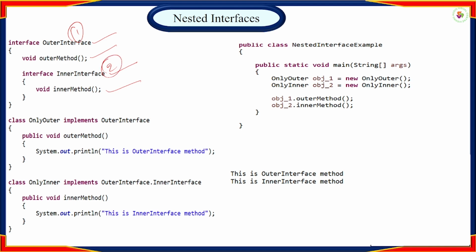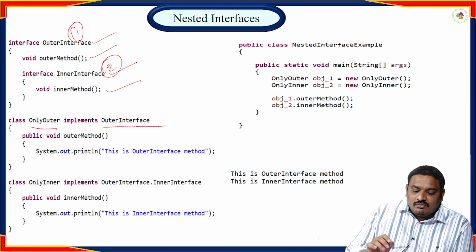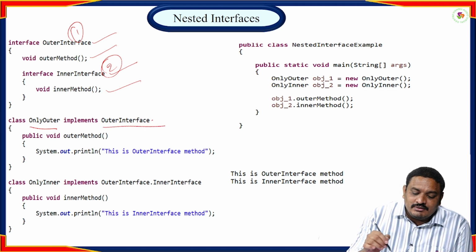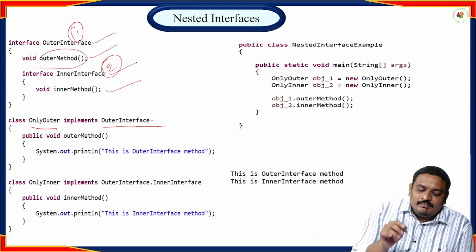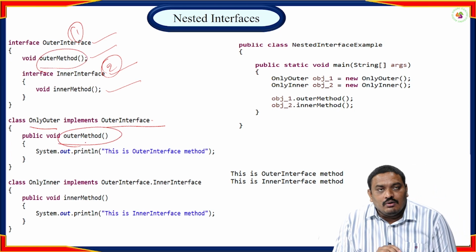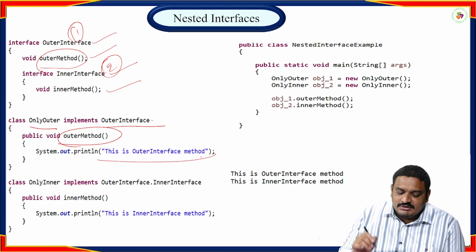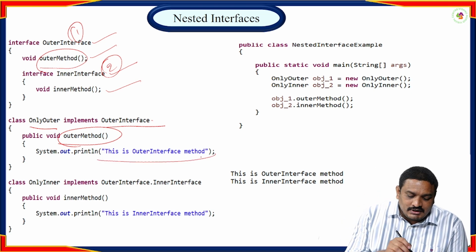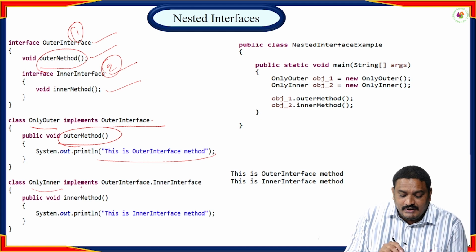Now the class can only implement the outer interface. What is the method in that outer interface? The outer method. Whenever we give the structure of the outer method, the implementation is this one. Whenever creating the class for the inner interface, that can be implemented. Here, observe this one.